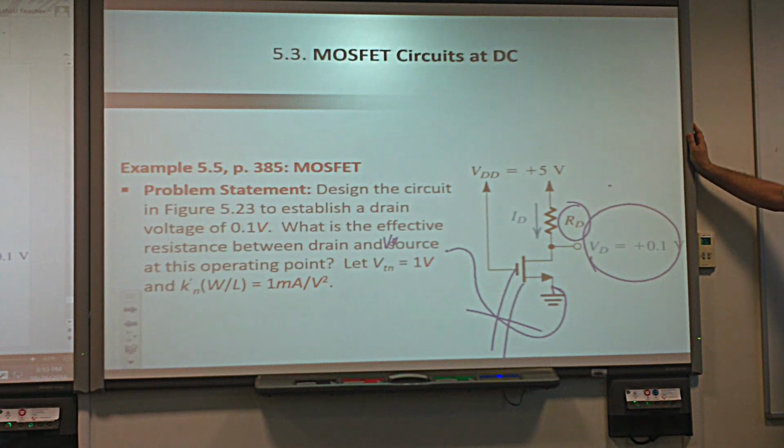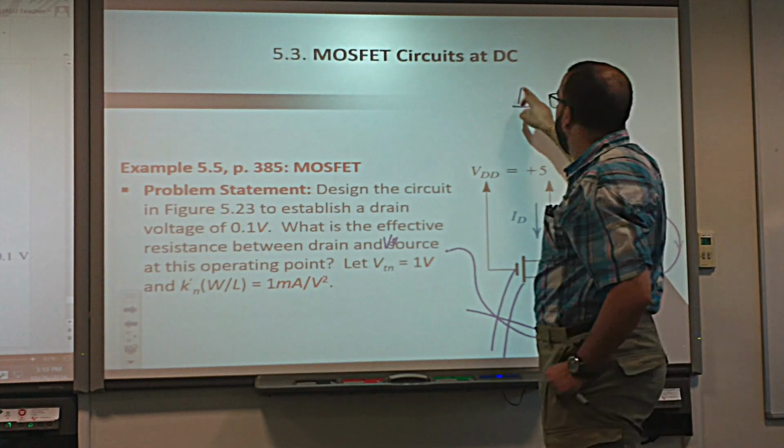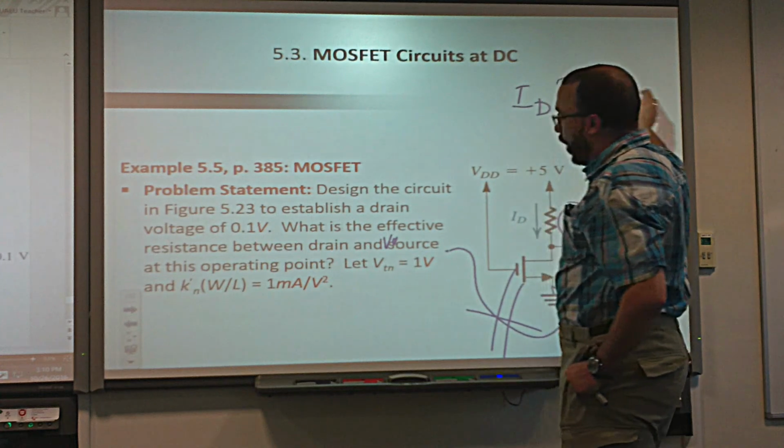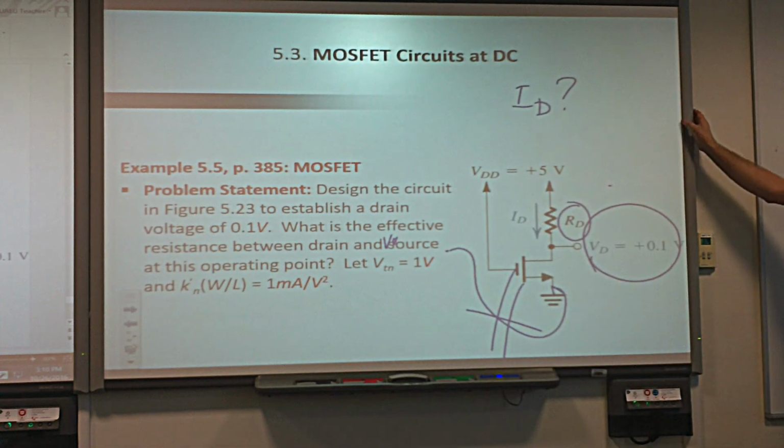And he told us that VT, the threshold voltage, is equal to 1 volt, and Kn prime is equal to 1 milliamp per volt squared. So how do we find RD? Very good. So the question is to find ID. So how do we find ID? Very good. See, we are going step by step. So we have to know which region, because each region has its own equation. Right or not? Right. So which region is this one?